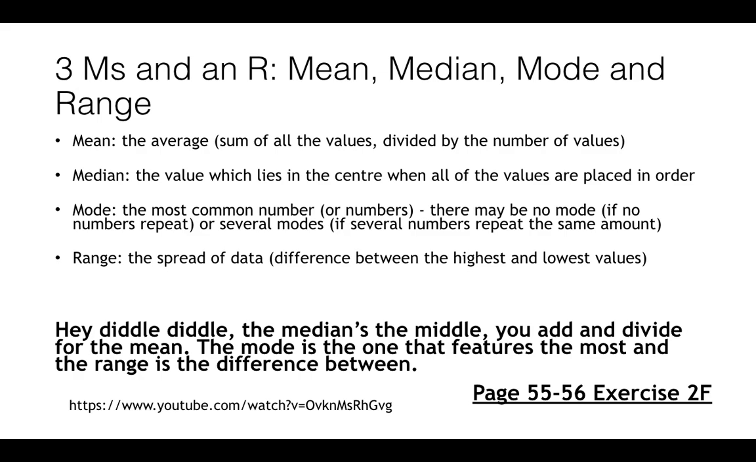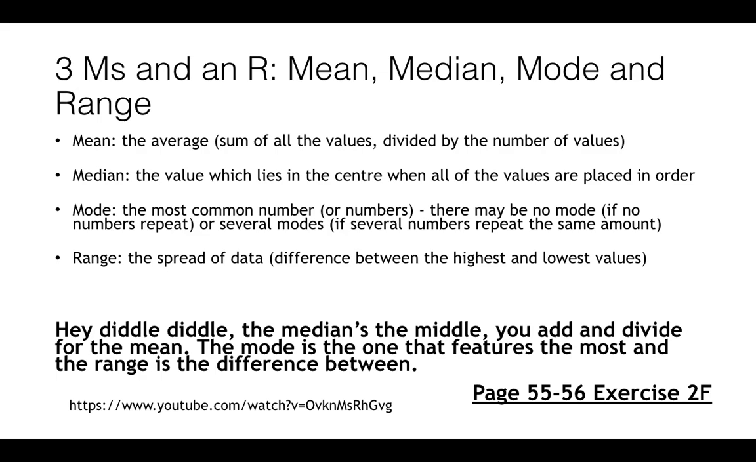The median is the value lying in the centre when all of the values are placed in order. So you have to take all of your data values, put them in order, and then the one that's right in the middle is the median. Now you might find that there are actually 2 medians, in which case you can take an average of the 2, or you can just say there are 2 medians to this data. So if you've got an even number of data points, you're going to end up with 2 medians.